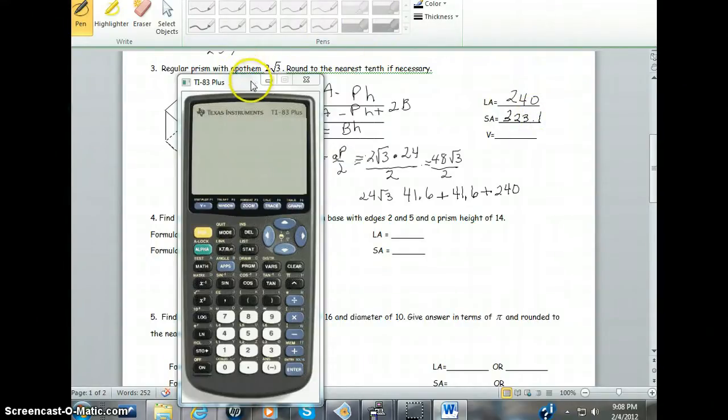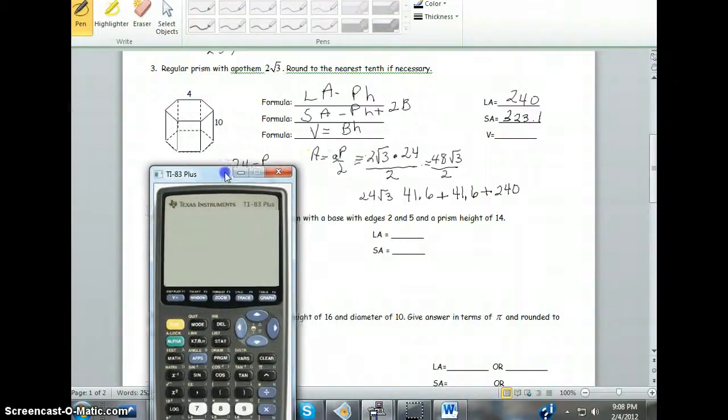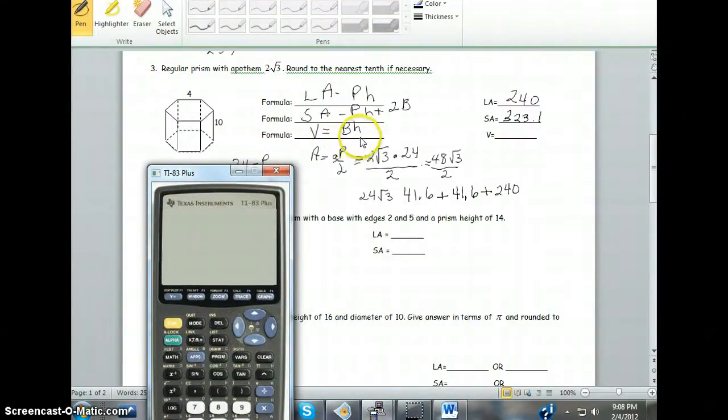Now let's look at volume. Don't need this anymore. So our volume is base times height. So what did we say our area of the base was? Yes, it was right here. It's 41.6. So we take the 41.6 times 10, and we end up with a volume of 416. Before I round it off, in the calculator you're going to get exactly 415.7. Of course, I rounded it up to 416.